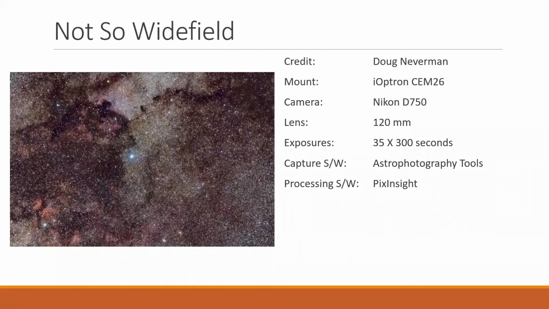This one is now a longer focal length. We went from 50 millimeters to 120 millimeters. It was taken with my new camera, my Nikon D750. And at 120 millimeters, 35 300-second pictures. So that's just short of 3 hours of pictures.